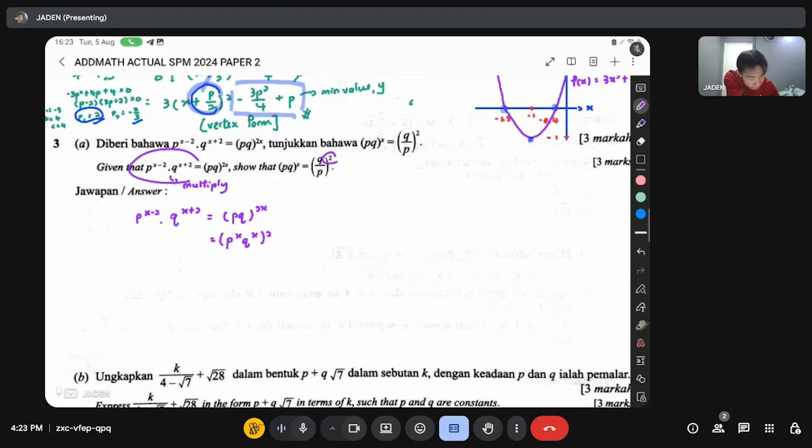As for my left-hand side here, I will break this down. I will write it this way: p power x times p power negative 2 times q power x times q power 2. If you want to write it in the form of brackets, it's totally okay. You can put it this way: p power negative 2 is 1 over p squared, multiplied with p power x, and then multiplied with q power 2, and then q power x. And this equals, you can write it here, (p power x times q power x) bracket 2.